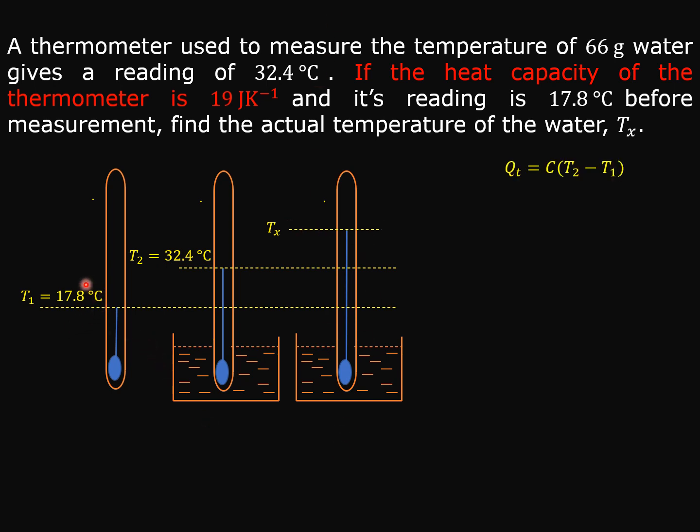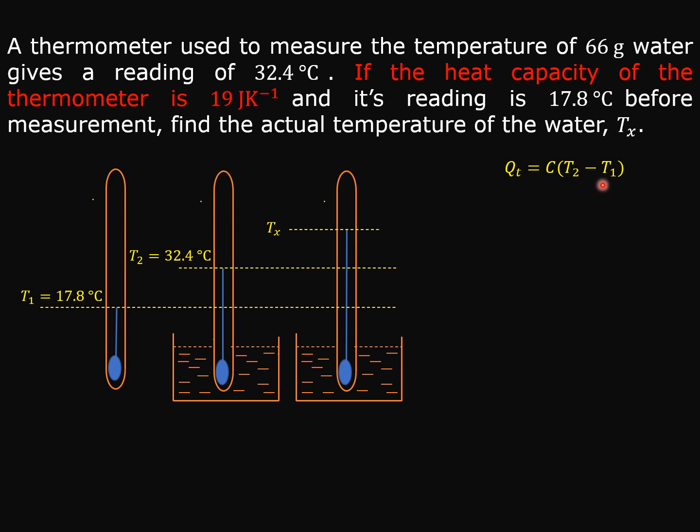Since we know the initial temperature of the thermometer before it is put into the water, and the final temperature after it is put into the water and achieves thermal equilibrium with the water, we can calculate the heat absorbed by the body of the thermometer. The heat capacity of the thermometer is 19 joule per Kelvin. So we use this 19 joule per Kelvin, which is C, multiplied by delta T, or T2 minus T1, to find the heat absorbed by the body of the thermometer.